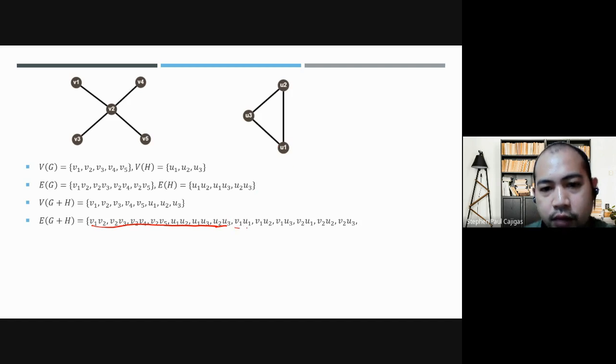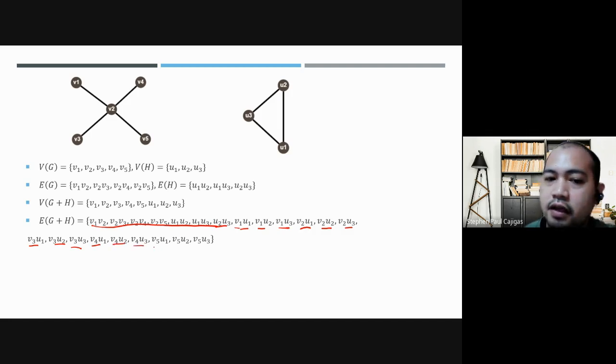V1 pairs with U1, and V1 with U2 and U3. H is used up, so we go to the next vertex of G. V2 pairs with U1, U2, and U3. H is used up, so we move on to the third vertex, which pairs with the three vertices of H. V4 pairs with the three vertices of H. Then the last vertex, V5, pairs with all the vertices of H.